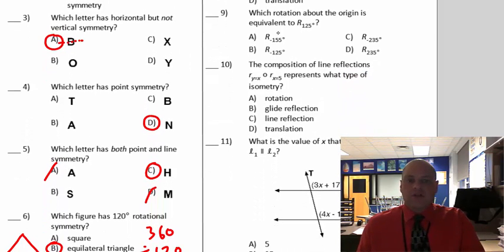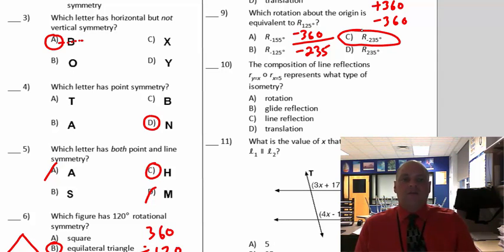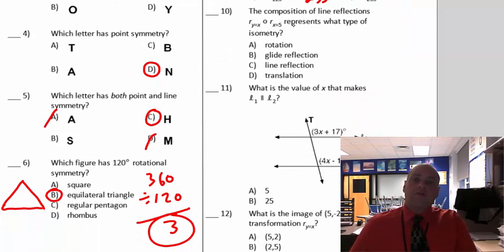Which rotation about the origin is equivalent to rotation 125? Remember, all rotations are equivalent when you add or subtract 360. So add 360 to 125 and you're going to be way too high. None of the choices are that. So let's try taking away 360. 125 take away 360 is negative 235. So that's the one that's going to be equivalent. Just add or subtract 360 and it's the exact same rotation. It's just going around a circle one more time.